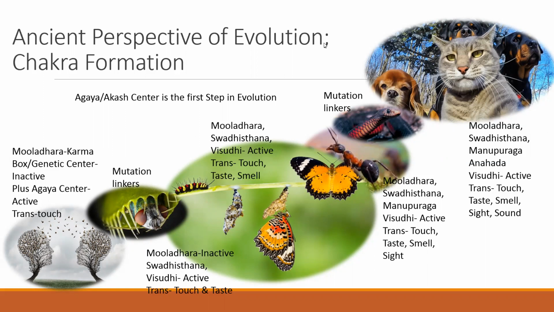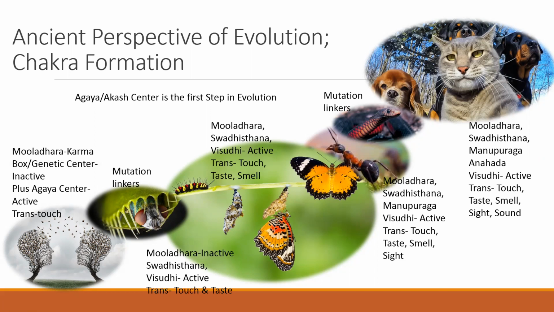But some of the reptiles, for example snakes, don't have outer ears, but they have inner ears. So that is a development stage where they can go to the next level. So they are called mutation linkers. They are in between. Then the next level comes, where they can completely hear.